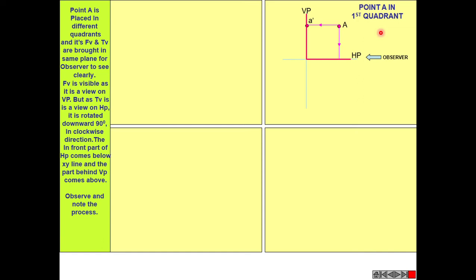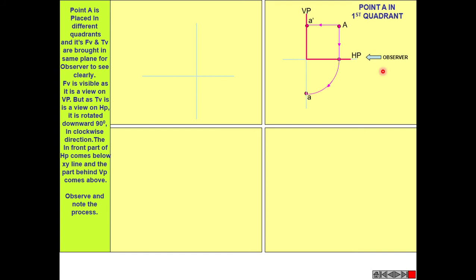And when the observer is looking at this point A from the top side, he will get a top view on the horizontal plane. And in order to convert this three-dimensional system into a two-dimensional system, we are rotating this horizontal plane clockwise by 90 degrees. So we are getting the top view below the XY line.